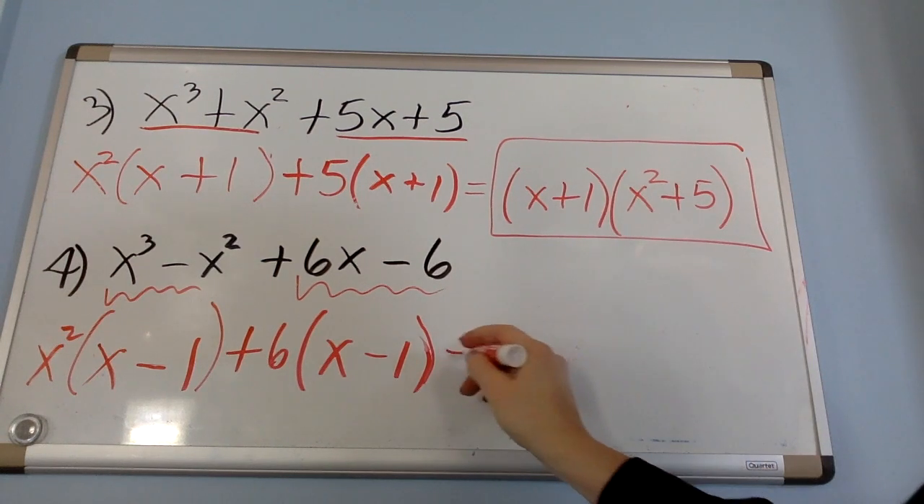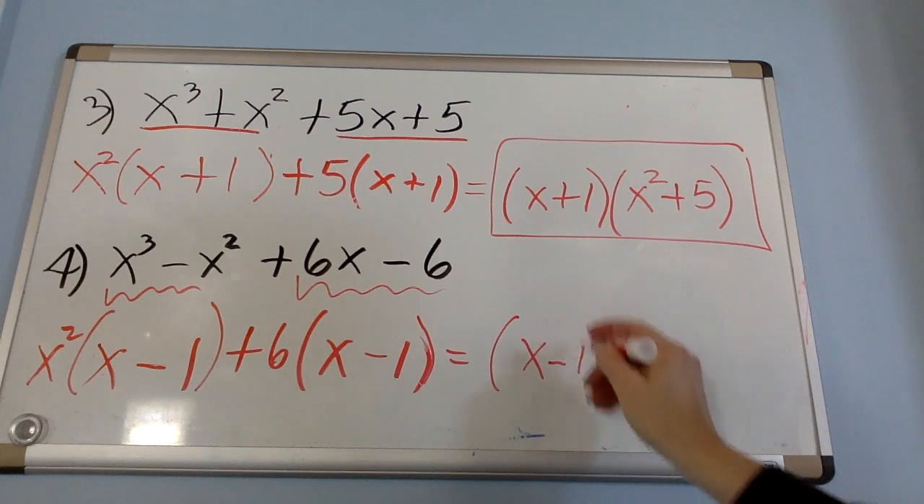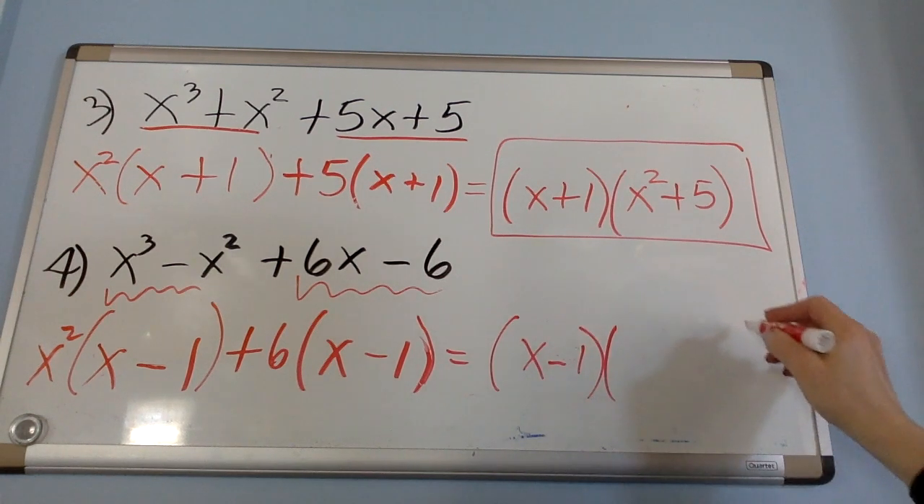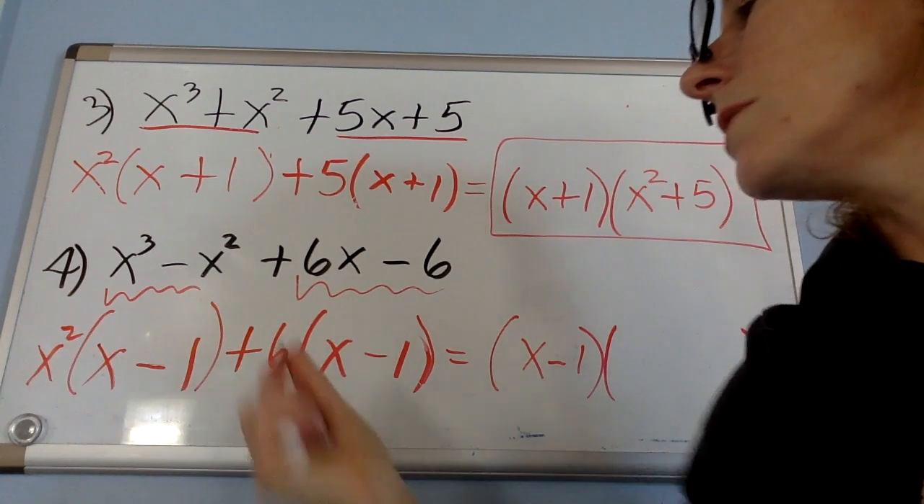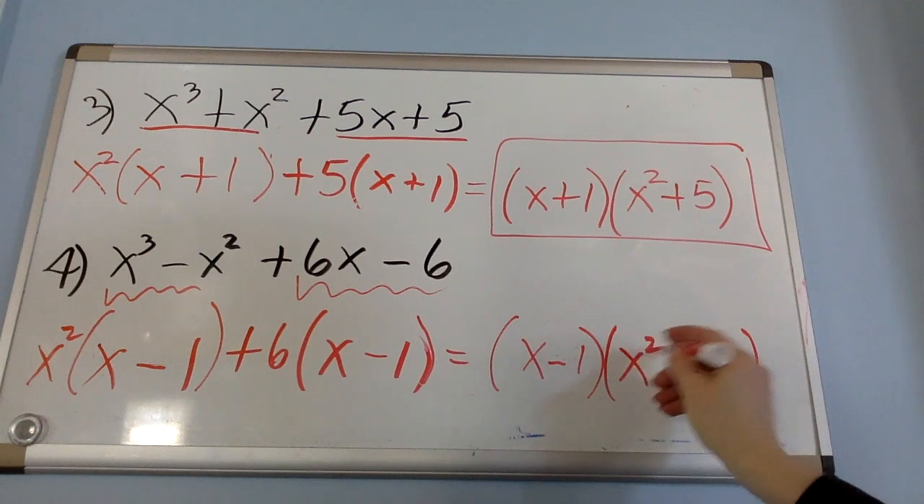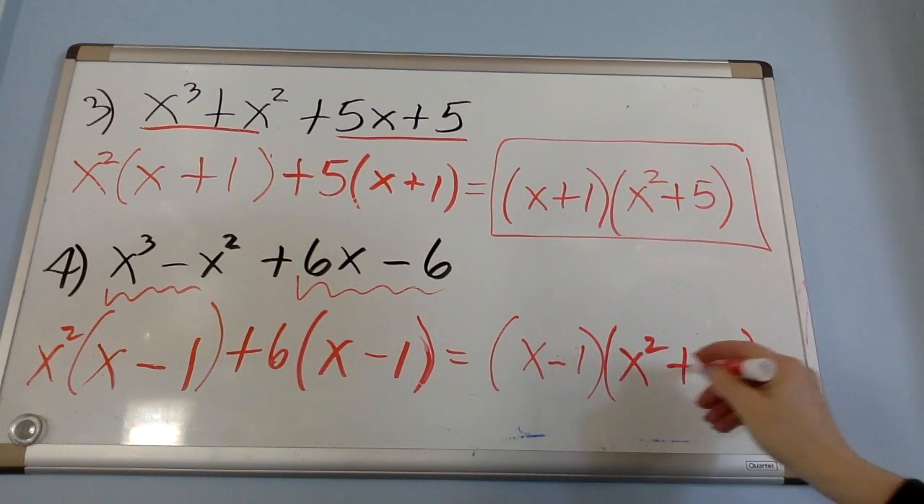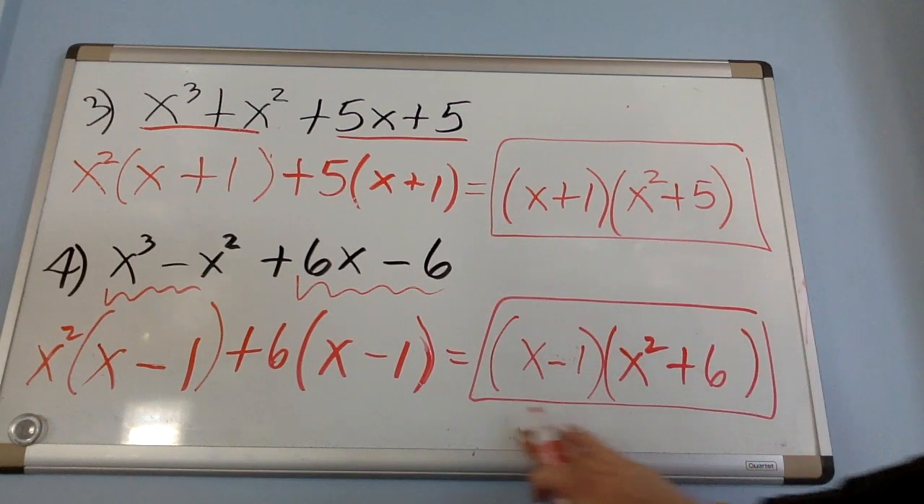Yes. So I can write this as my common factor, x minus 1, in one set of parentheses, and in the other set of parentheses, whatever's in front of the parentheses on each side. So this time, x minus 1 is being multiplied by x squared. X minus 1 is also being multiplied by positive 6 here. So they go in the second set of parentheses, and that is done.